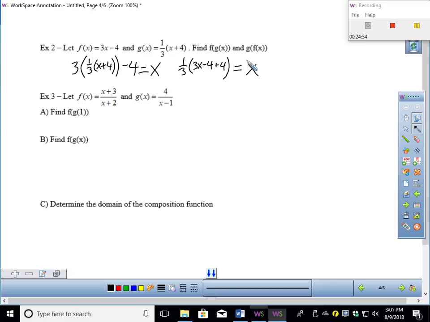So we've worked with linears and quadratics. Let's get into some more of the heavier functions. So these are two rational functions, and let's give them a try. Part A, good one to do. So part A says f composed of g of 1.